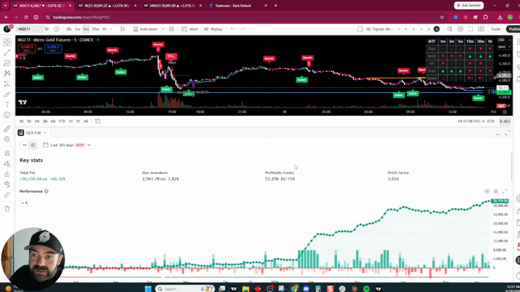So the first strategy that I'm running that is new that nobody has seen before is MGC. I found one that is okay. It doesn't take a lot of trades. Like it's not just blasting trades like my MNQ one does.